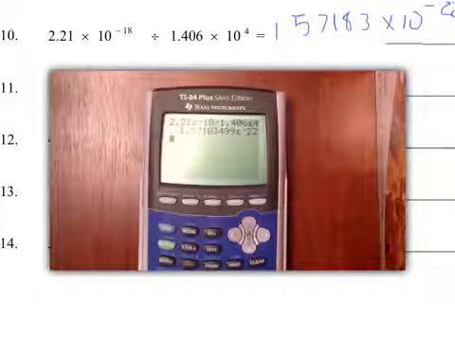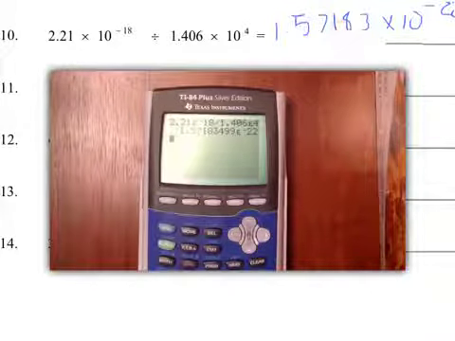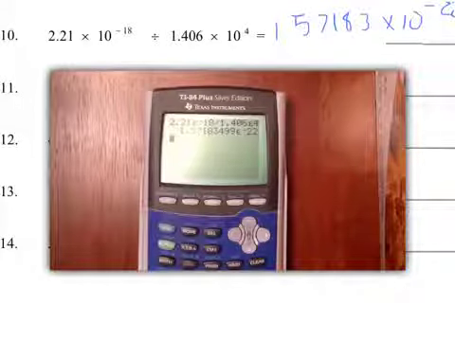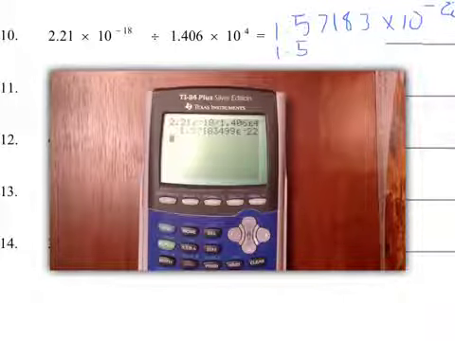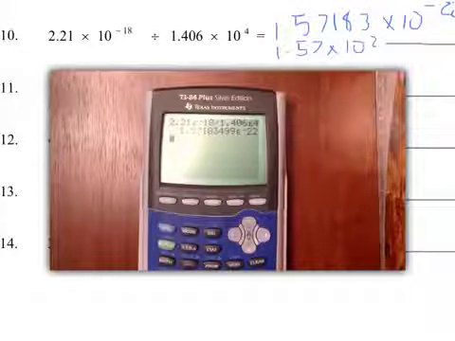I have 3 significant figures here, I have 4 significant figures here, therefore I have to limit myself to 3 significant figures. I'm going to keep the 1, I'm going to keep the 5, and I'm going to keep the 7, and since the 1 is less than 5, I'm going to leave the 7 as it is. So when I round this, what I'll get is 1.57 times 10 to the negative 22nd power.